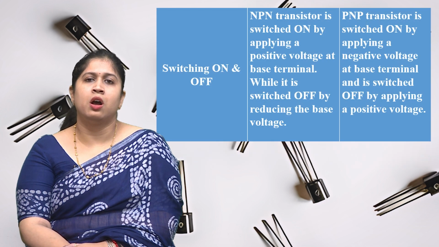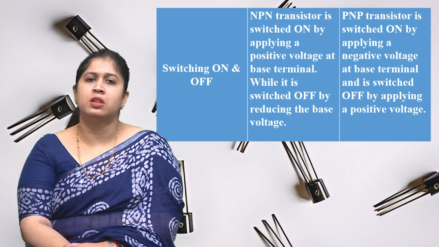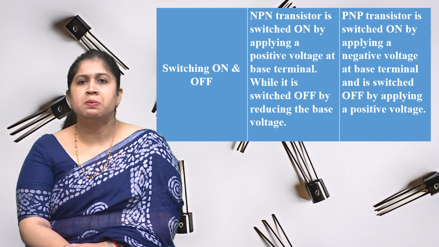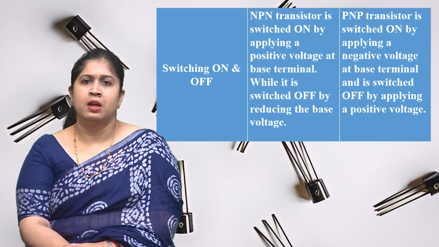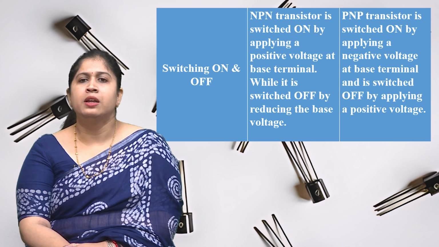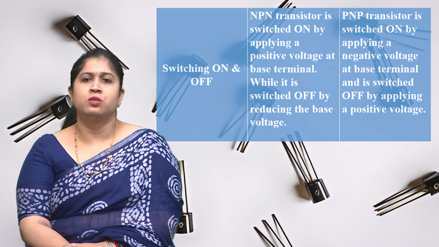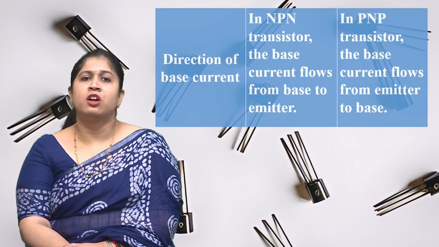Switching on or off. An NPN transistor is switched on by applying a positive voltage at the base terminal, while it is switched off by reducing the base voltage. A PNP transistor is switched on by applying a negative voltage at the base terminal and is switched off by applying a positive voltage.